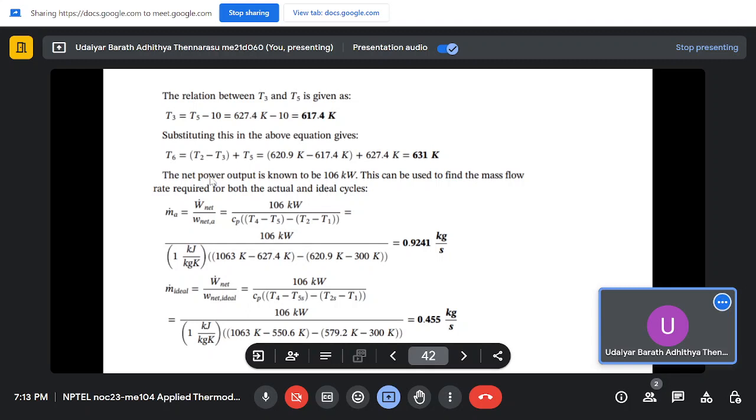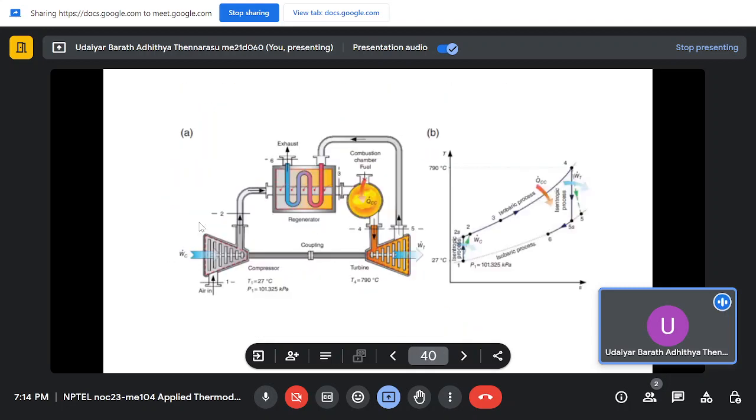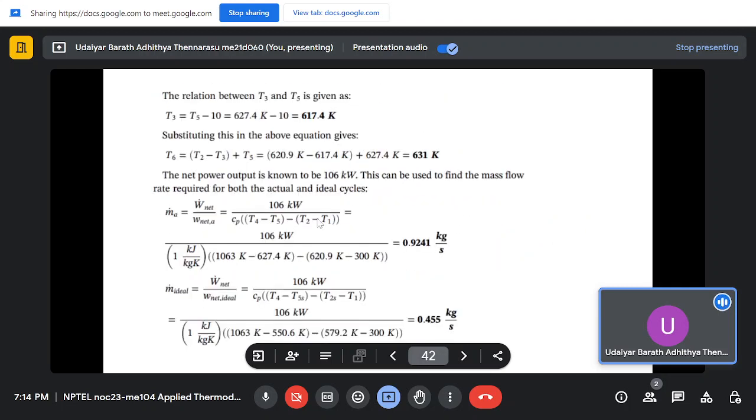So the net power output is known from the problem as 106 kilowatt. So using this we can find out the mass flow rate. Mass flow rate is m dot a equals W net by specific work output, and specific work output is your turbine work minus compressor work, so H5 minus H4 or Cp (T5 minus T4) minus Cp (T2s minus T1). So that is what is written.